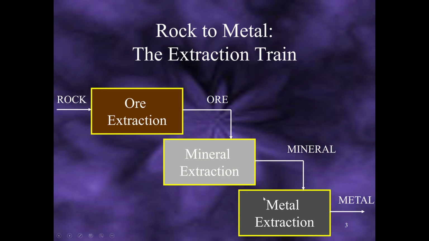So, in other words, we have three different steps from conversion of the rock to metal: ore extraction, mineral extraction, and metal extraction. If you are asking for more details, what is ore, what is mineral, what is metal, please be patient, we will see what they are exactly.